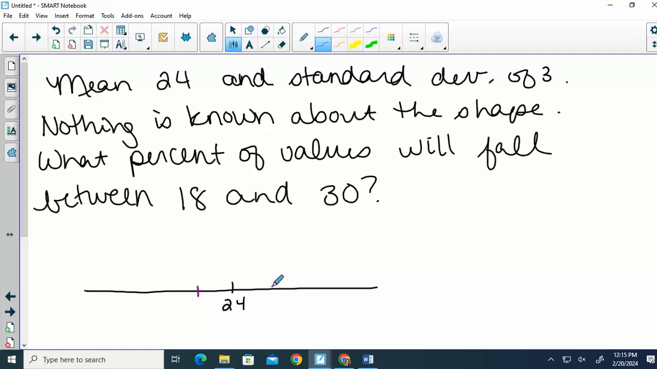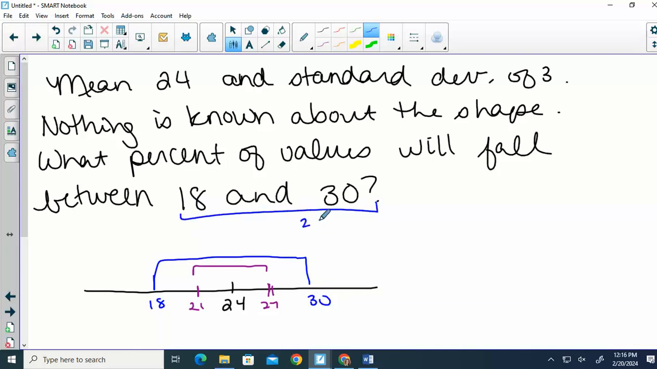Okay, so one standard deviation. What would you have to do to find that range? Add and subtract 3. So that would be from 21 to 27. Okay, if I want a second standard deviation, you add and subtract 3 again. So that would be 18 to 30, and that's what we needed. So I know this is 2 standard deviations from the mean.